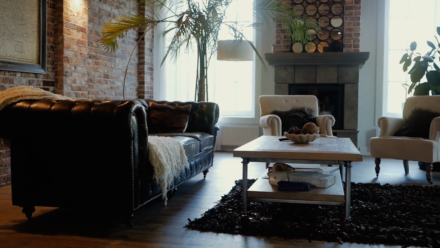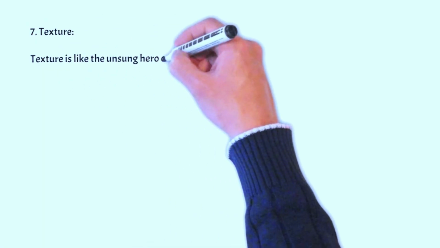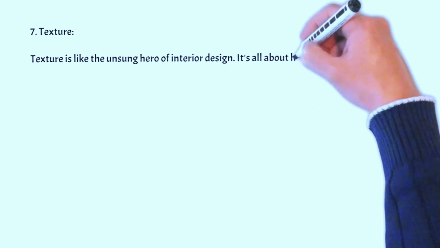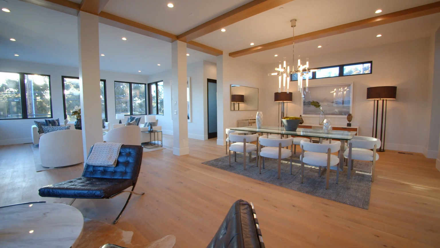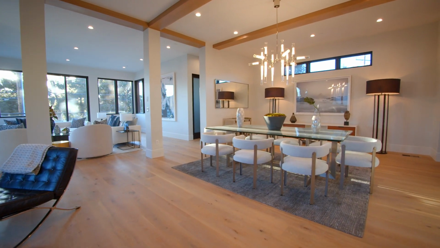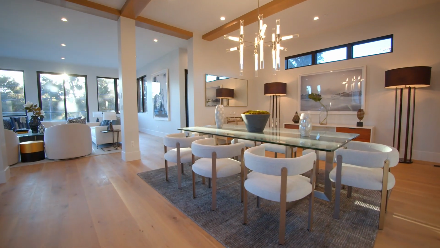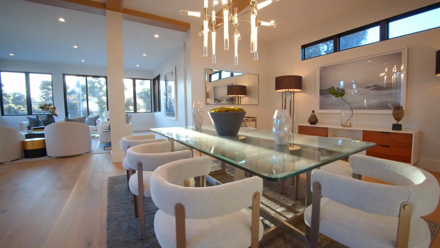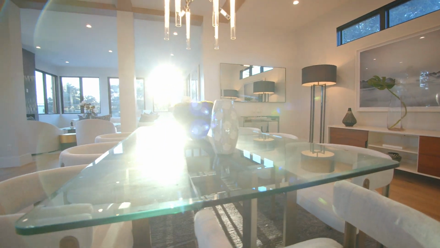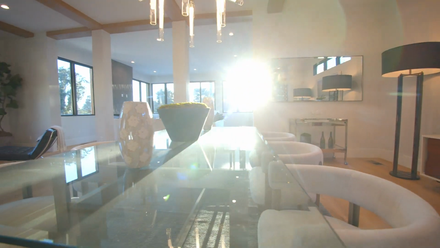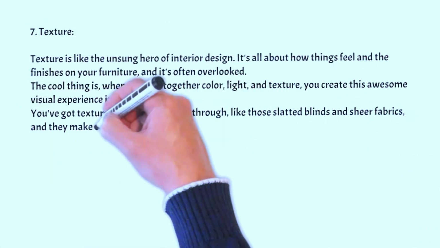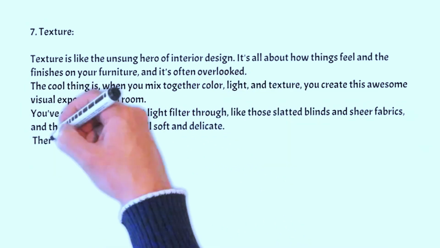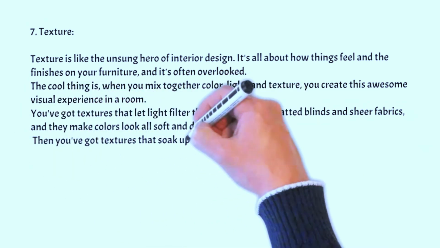Number 7, texture. Texture is like the unsung hero of interior design. It's all about how things feel and the finishes on your furniture, and it's often overlooked. The cool thing is, when you mix together color, light, and texture, you create this awesome visual experience in a room. You've got textures that let light filter through, like slatted blinds and sheer fabrics, and they make color look all soft and delicate.